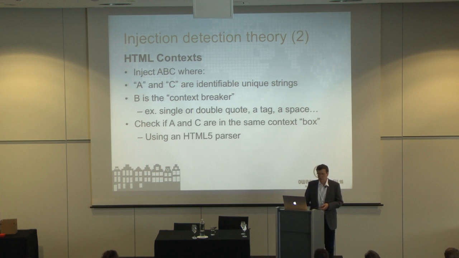And in HTML context, we can inject A, B, C, where A and C are just markers, an identifiable string that wouldn't occur otherwise. And B is the context breaker, so it can be a single or double quote, a tag, or even a space can be this boundary. So then we check if A and C are in the same box. Then we are good, then user input is in jail. If A and C end up in different boxes, then it means that B was able to draw a boundary, and then we have a problem. And the real reliable way to do this is using an HTML parser.